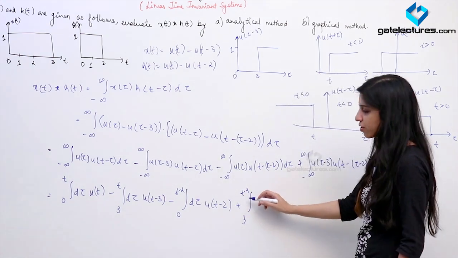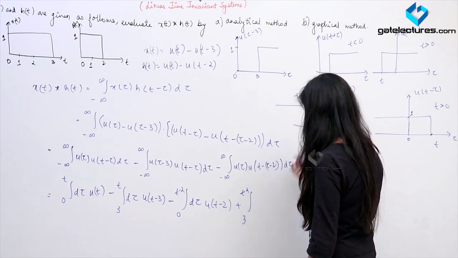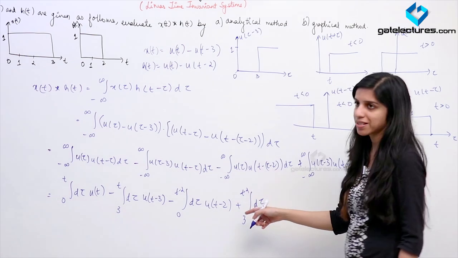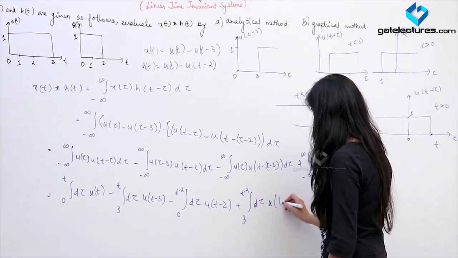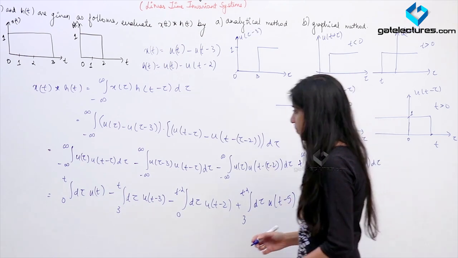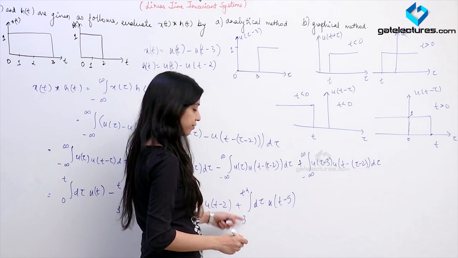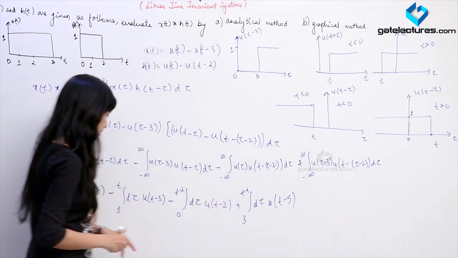Provided this t minus 2 is greater than 3... or what can I say? t minus 2 is less than 3, or t is less than 5. So I am going to multiply this with u of t minus 5. Why did this happen? Because I need this t minus 2 to be less than 3. If t minus 2 is less than 3, t is less than 5, and u(t minus 5).